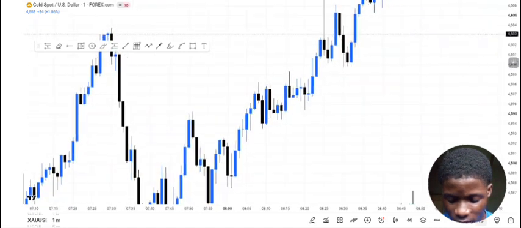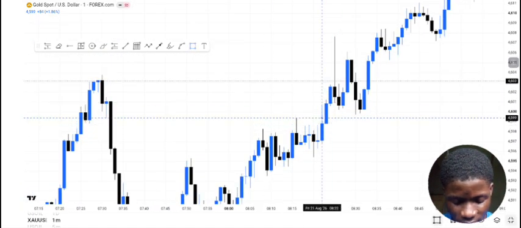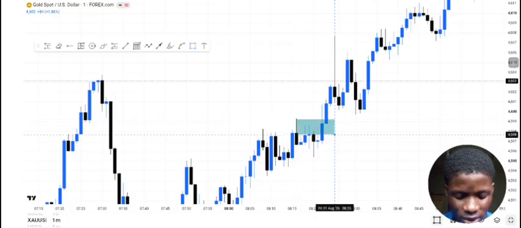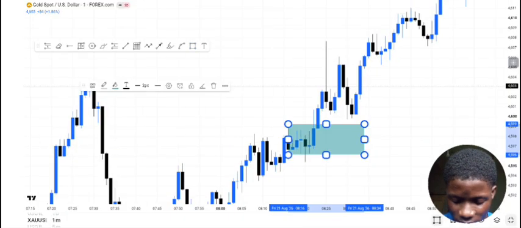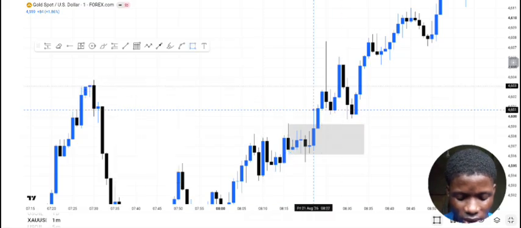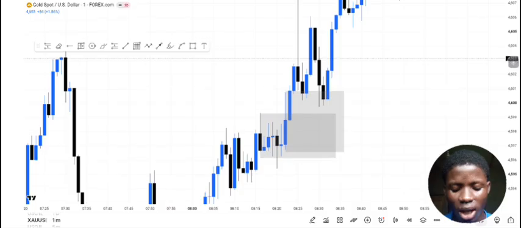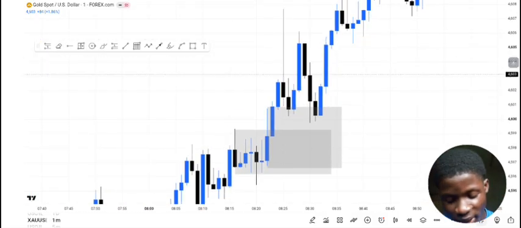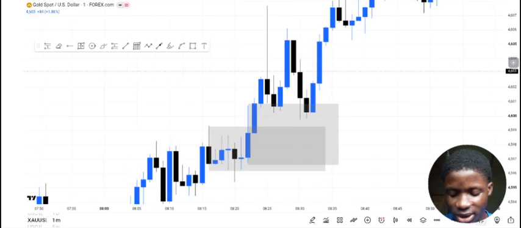And where are the areas? This zone has been mitigated, and we have another zone here again. Guys, wait, let me change the color. And we have another zone here again. This is another zone here, and you can see this is the bullish trend. And how are you going to trade it when price mitigates it?